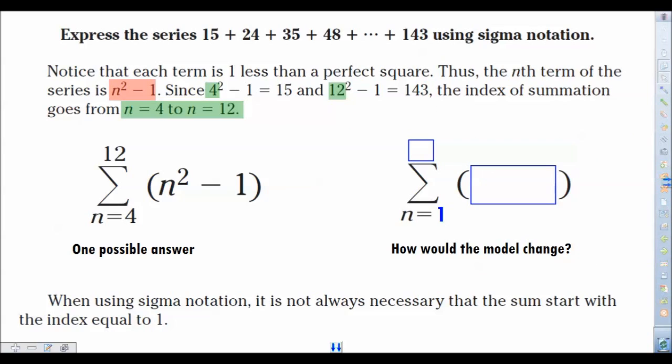I mean, we talked about this, or we're going to talk about this. How would that model change if you forced yourself to start at 1? Well, you'd no longer be going to 12. You'd have to go out to 9. And then having n squared minus 1 won't really cut it to get that first term. We'd have to get a little bit more clever with it and do n plus 3 squared, because 1 plus 3 would give you 4, so then you square the 4, and then you subtract 1 from there. So notice sometimes going with 1 isn't always the most efficient way to get your general rule.